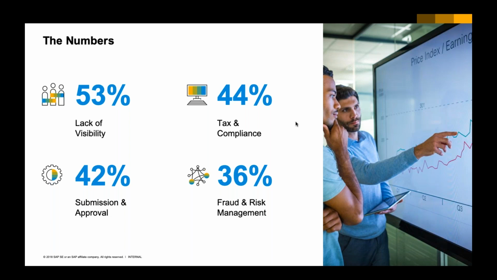42% of UK SMBs cited submission and approval of non-qualified expenses and invoices, and this is a form of misspending that can easily be missed when using manual processes. And finally, 36% of UK SMBs specifically pointed to fraud and or risk management as a major challenge of managing spend manually.